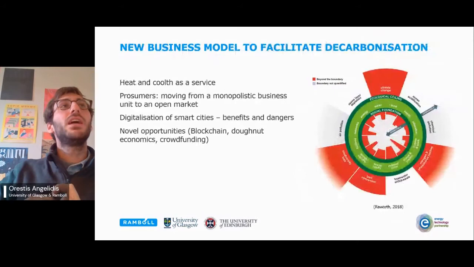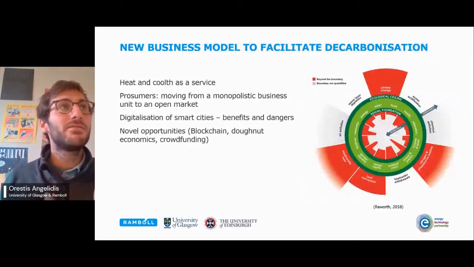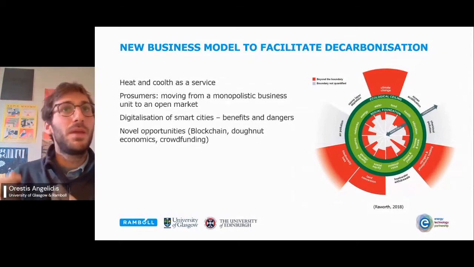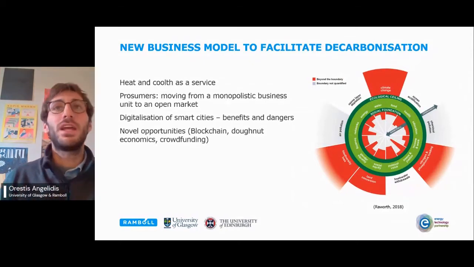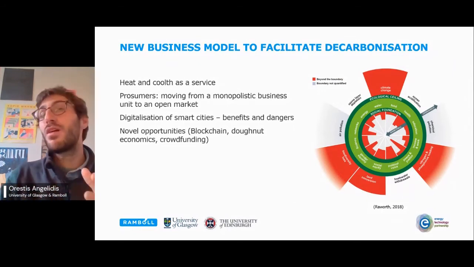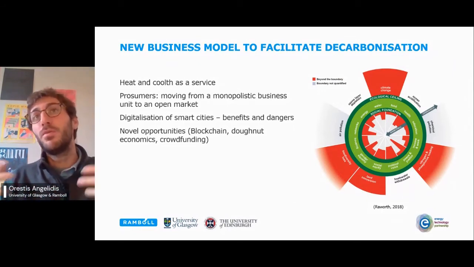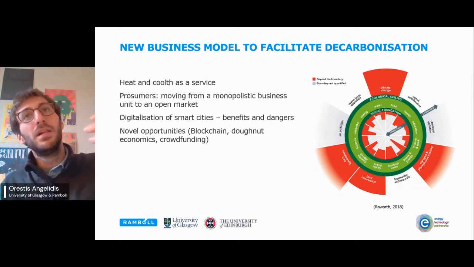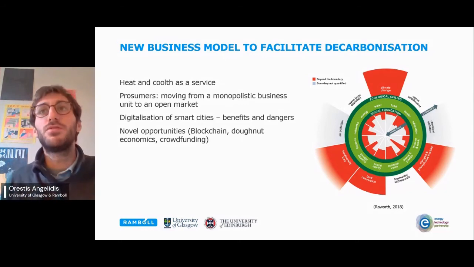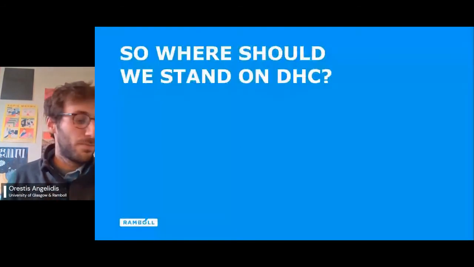And finally, looking into that business model, we can have this heat and cool as a service, and how we can have, with the prosumers concept, moving from that monopolistic business unit to an open market. How can the digitalization of smart cities become a lot more democratic, and how can we use a lot of novel opportunities from donor economics or crowdfunding or participation of the public within decisions into how we build up and go from simple consumers to active members of how the energy sector is built.